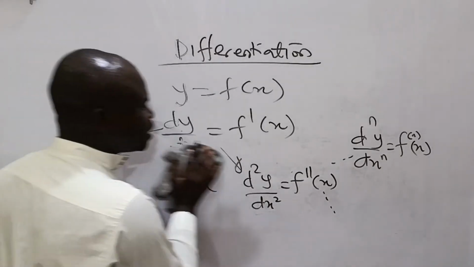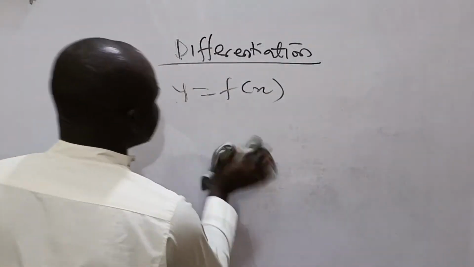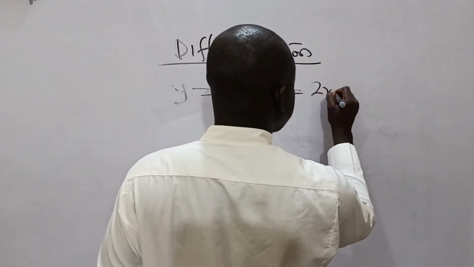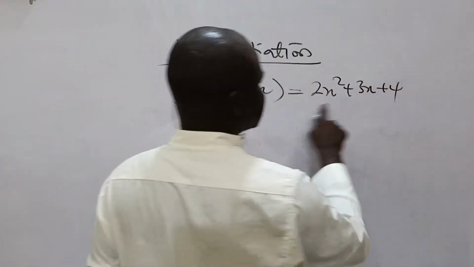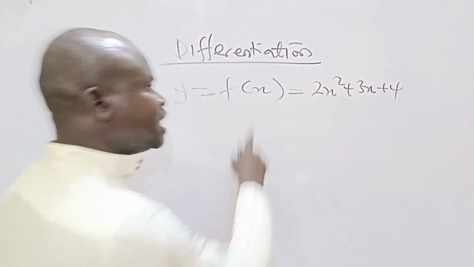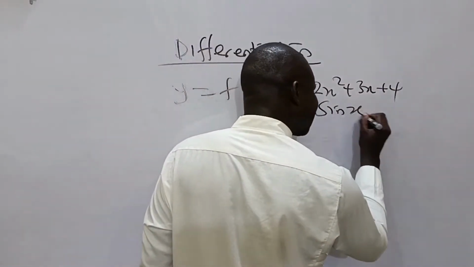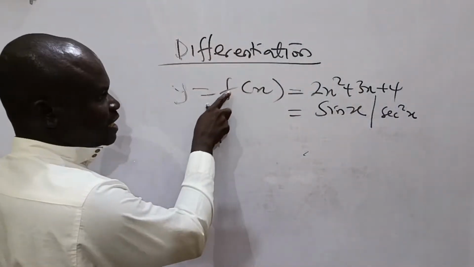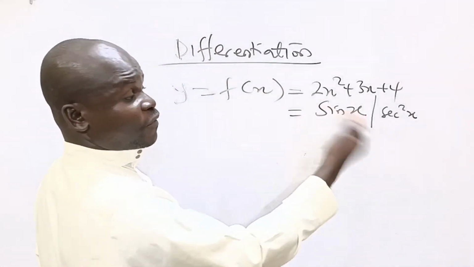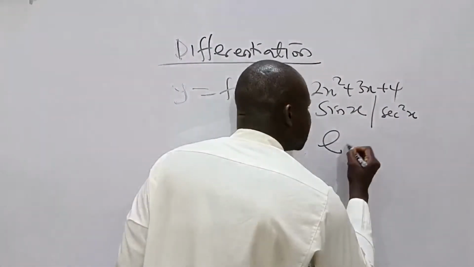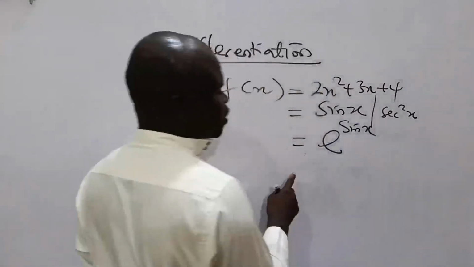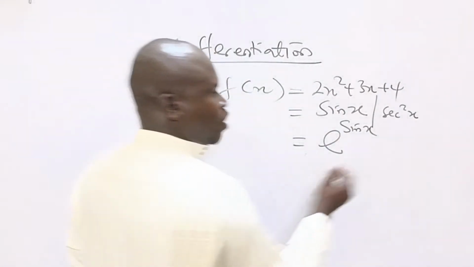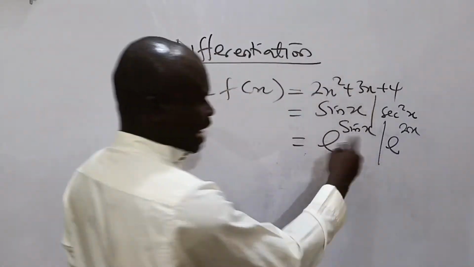If y is a function of x, you can check my videos on special functions for more about functions. This function can be, maybe, 2x squared plus 3x plus 4. This is a polynomial function. It can be sine x or sec squared x, which are trigonometric functions. It can be e raised to sine x, an exponential function that involves a trig function, or e raised to 2x. These are exponential functions.